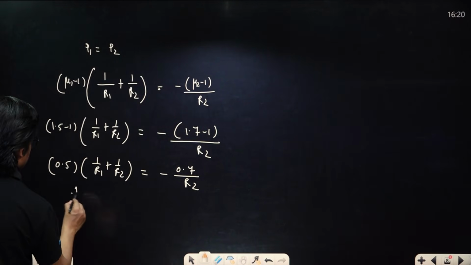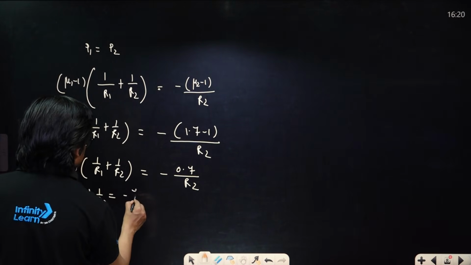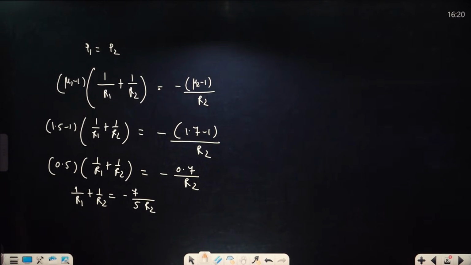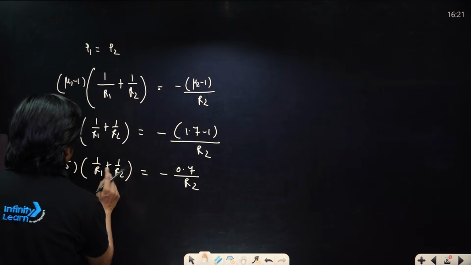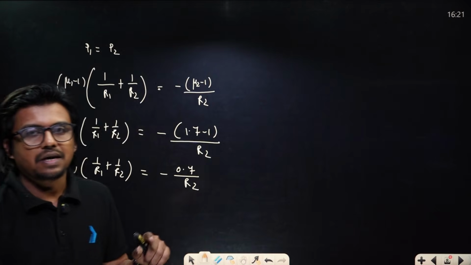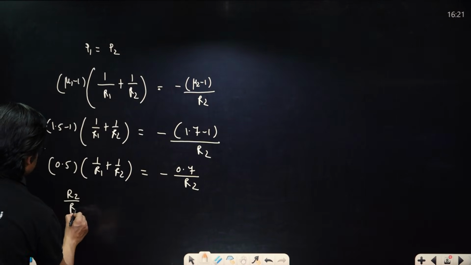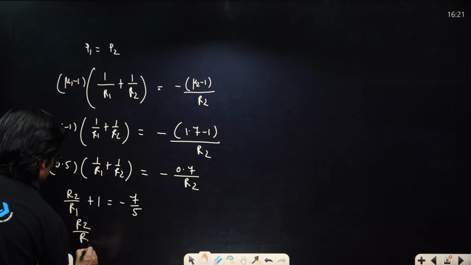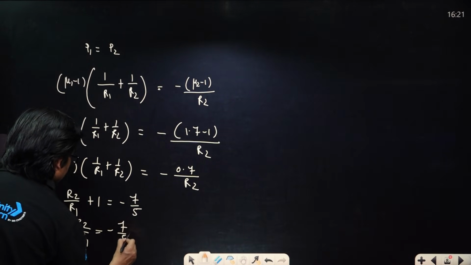You can also write this 1 by R1 plus 1 by R2 as actually equal to minus of 7 by 5 R2. Or what you can do, you can just multiply on the left side by R2, and you can write R2 by R1 plus 1 is equal to minus of 7 by 5, or this R2 by R1 is actually equal to minus of 7 by 5 minus 1.